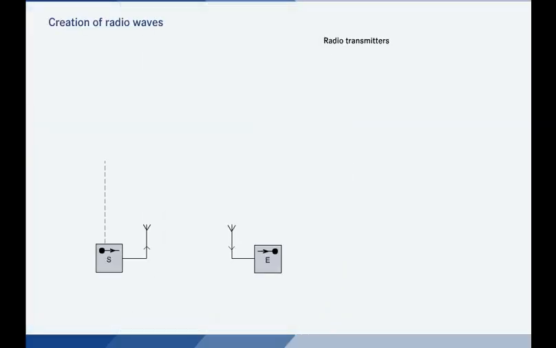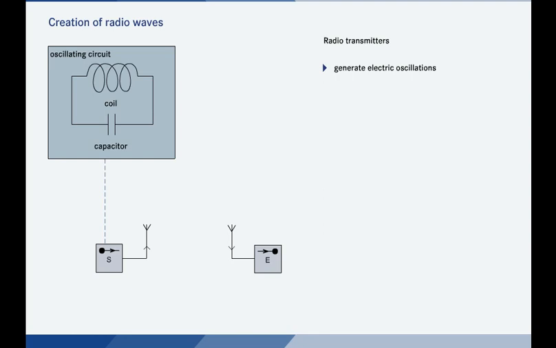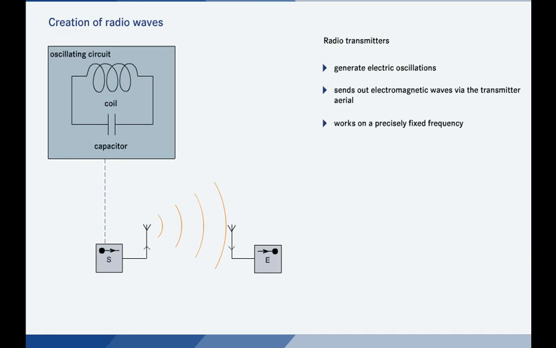A radio transmitter generates electric oscillations with the help of an electric oscillating circuit. The electric oscillations are emitted by the transmitter aerial in the form of an electromagnetic wave. Radio transmitters work on precisely defined frequencies.